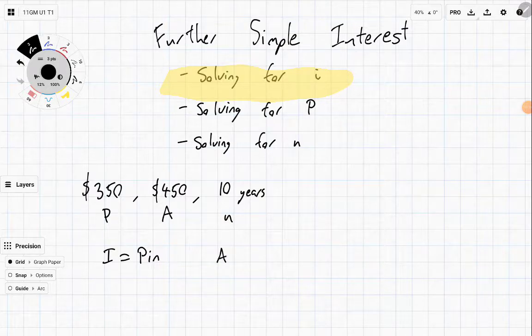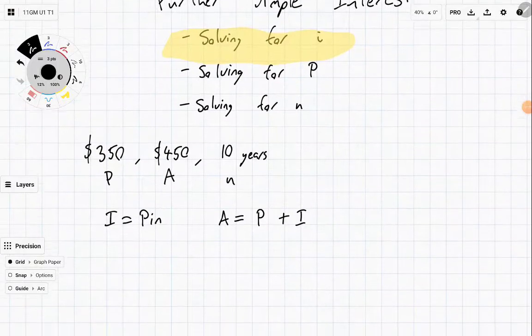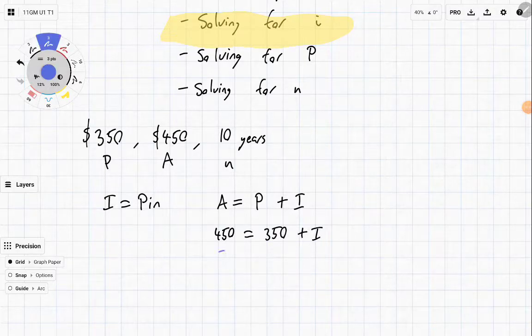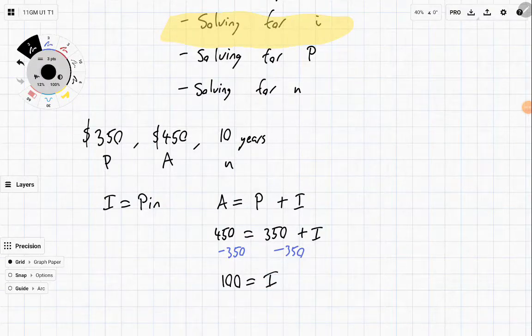So since the amount's equal to the principal plus the interest, we can substitute what we know in. 450 is equal to 350 plus I. Subtract 350 from both sides. Opposite of plus is subtract. And we get that 100 is equal to the interest. So we now know what the interest is.